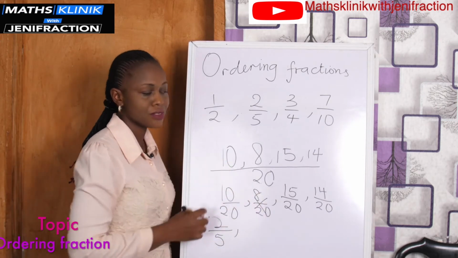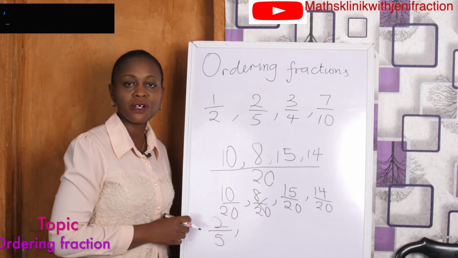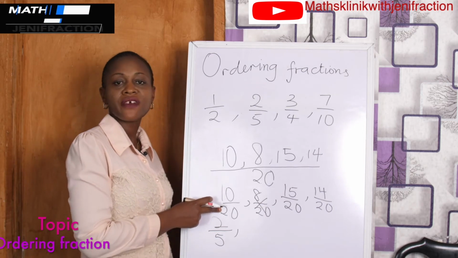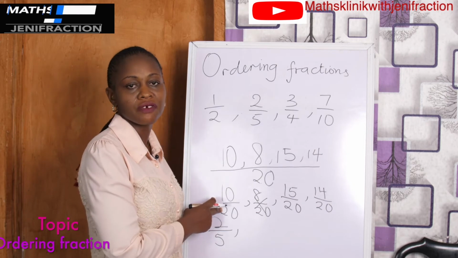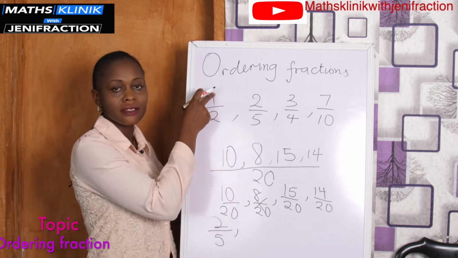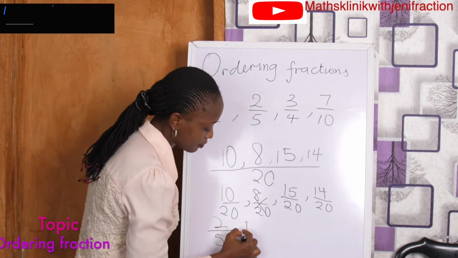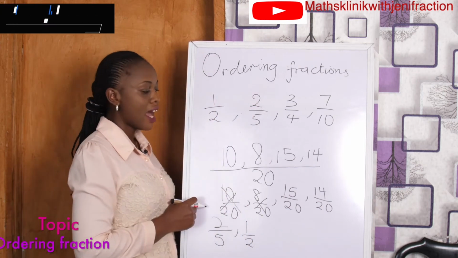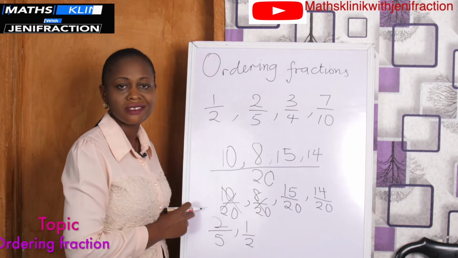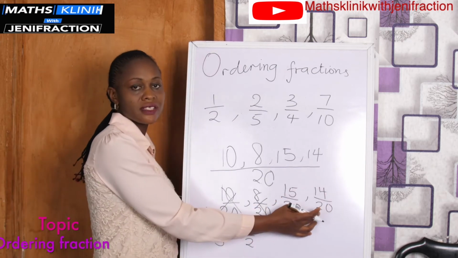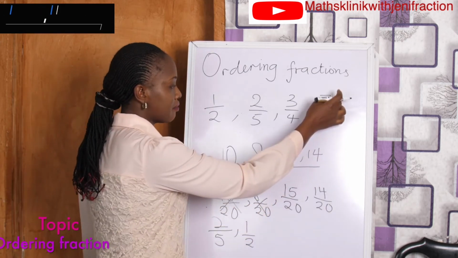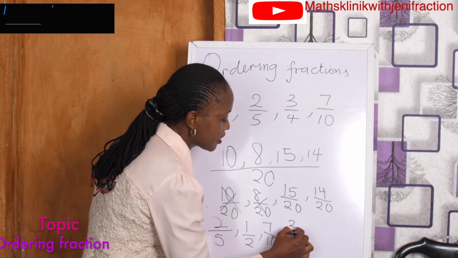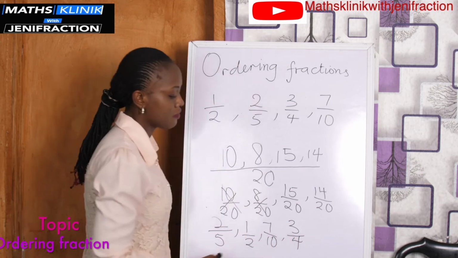This is out. What is the next smallest number? We have 10 over 20. So what fraction is represented by 10 over 20? We have 1 over 2. This is out. And the next is what? 14 over 20. And that is 7 over 10. And the last one is 3 over 4.